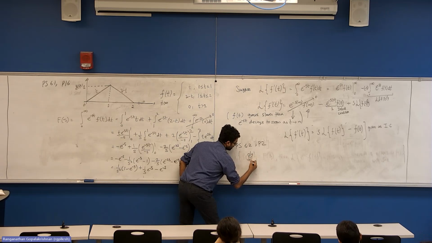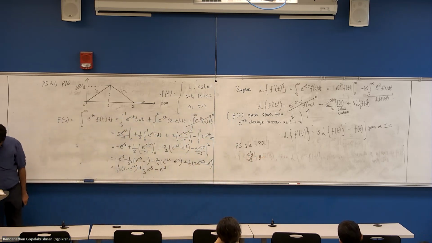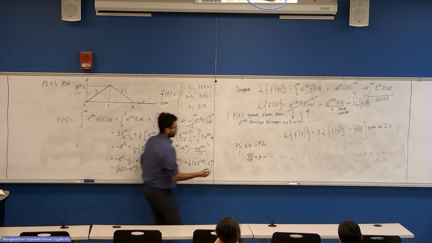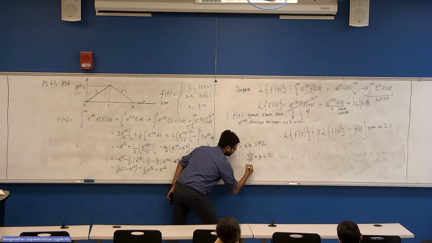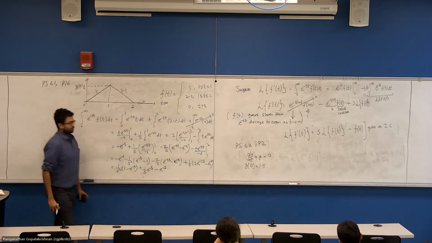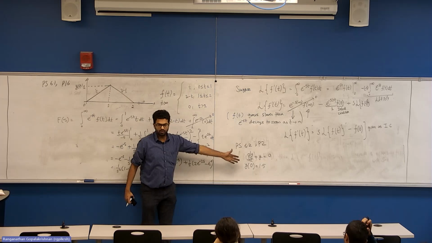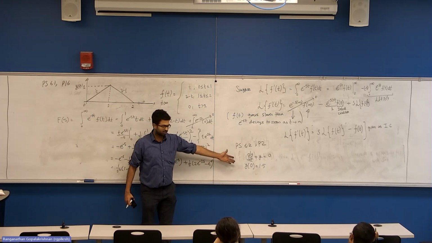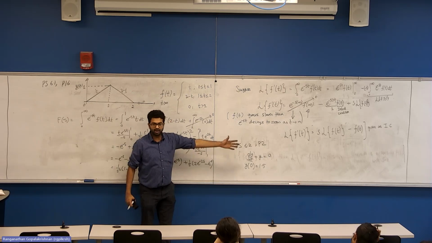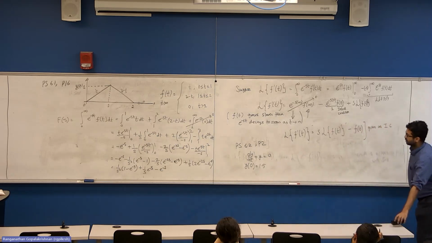dy over dt plus y equal to 0 and y of 0 equal to 1.5. A very simple problem. You can do the analytic solution, right? E power minus t is the solution. Not e power minus t, 1.5 times e power minus t is the solution. But let's use it to illustrate the procedure.